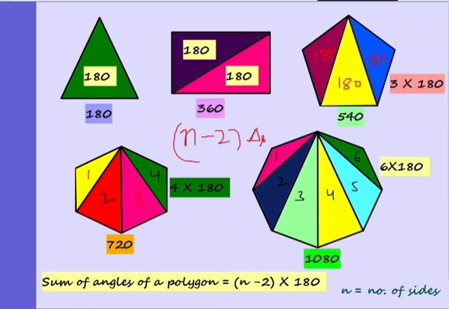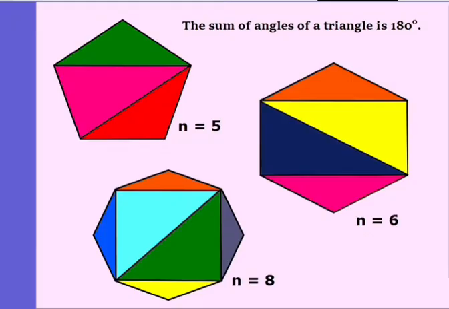So we derived a formula: the sum of the interior angles of a polygon is n minus 2 into 180. Why 180? Because one triangle makes 180 degrees. N is the number of sides. It's not only like this umbrella; you can connect the vertices this way also. So a pentagon makes 3 triangles and a hexagon makes 4 triangles. Here you get 3 triangles and here you get 6 triangles. So always n minus 2 triangles, and the sum of the angles of a triangle is 180.